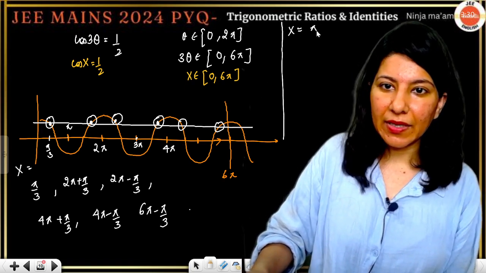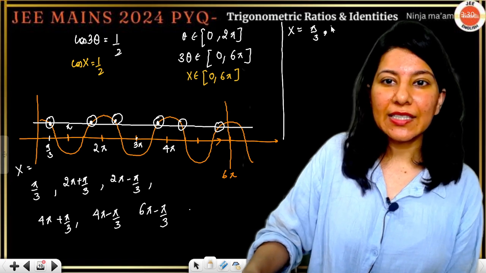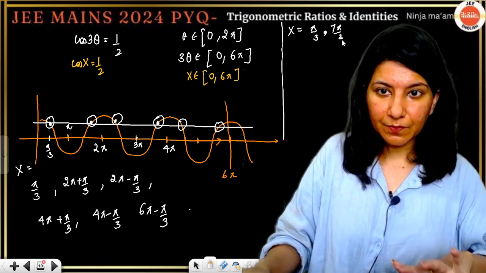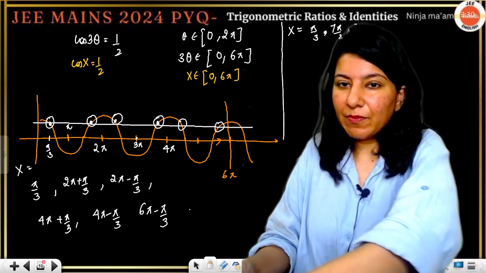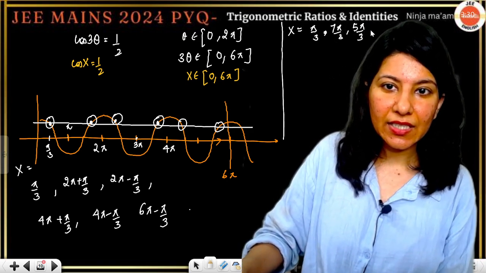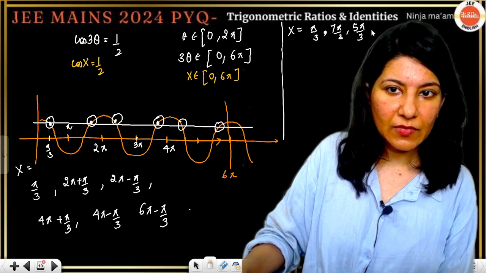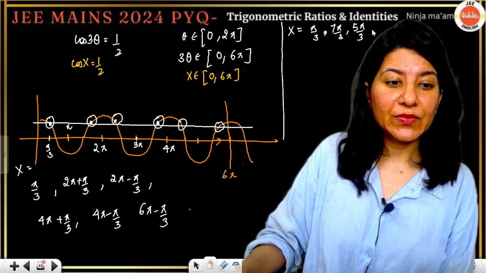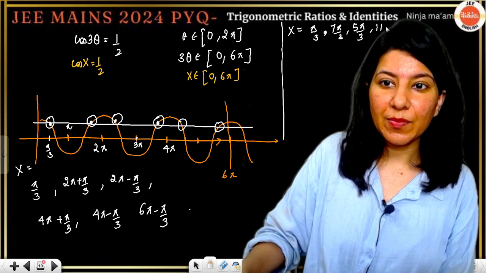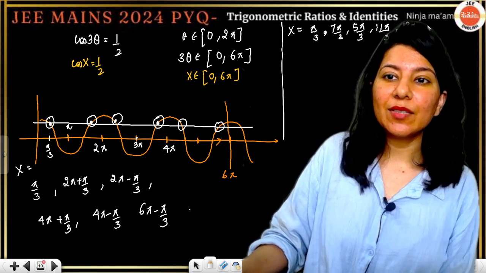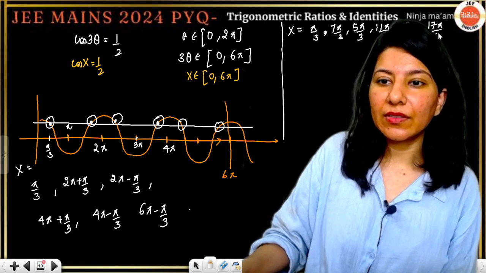x will be pi by 3, then 3 times 2 plus 1, 7 pi by 3, 3 times 2 minus 1, 5 pi by 3, right? Then after 5 pi by 3, 3 times 4 is 12, so 11 pi by 3 and 13 pi by 3. 6 times 3 is 18 minus 1, 17 pi by 3.